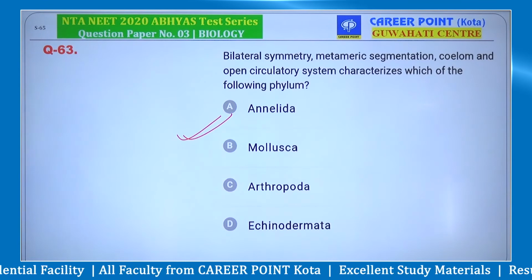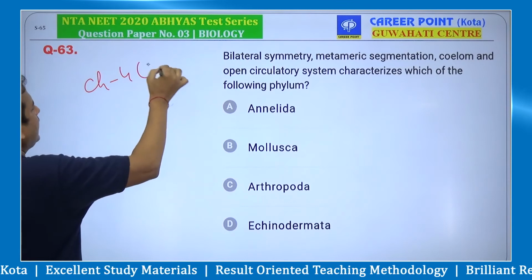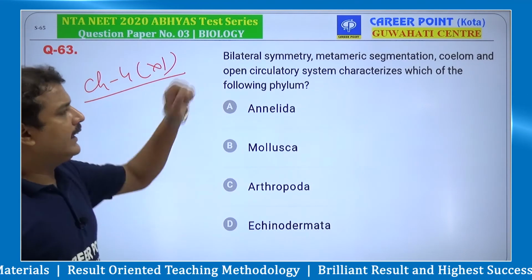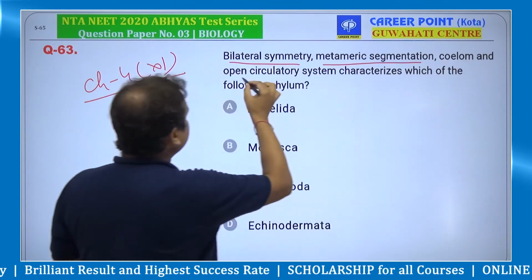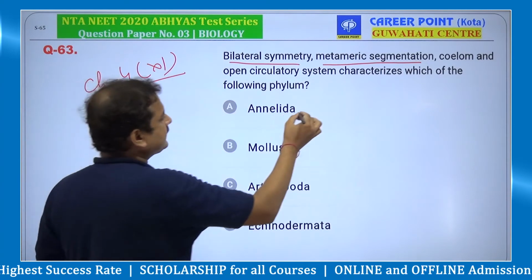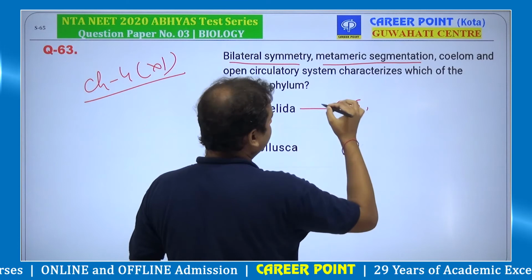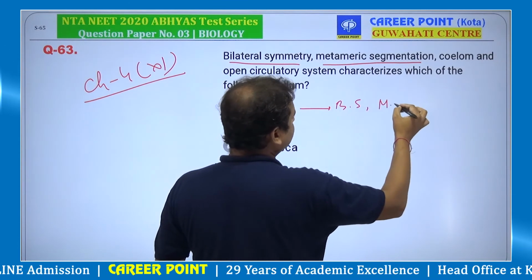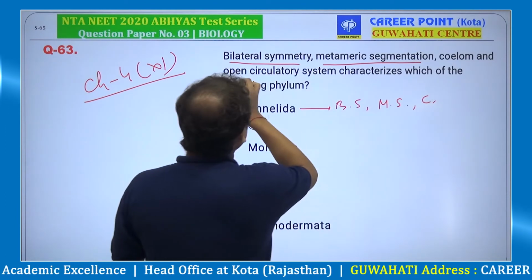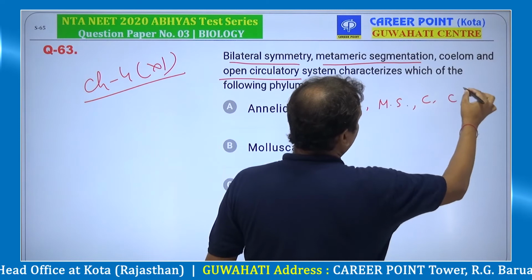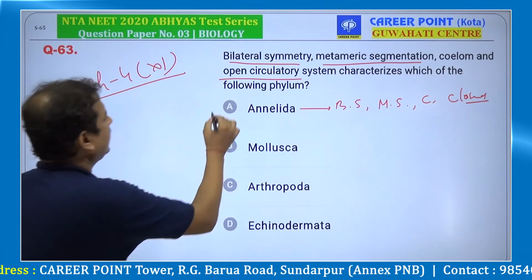Next, bilateral symmetry. This question is from chapter 4, class 11, animal kingdom. Bilateral symmetry, metameric segmentation, coelom and open circulatory system. Now annelids, yes, they have bilateral symmetry. Metameric segmentation, of course. They are coelomate, of course. Open circulatory system, no, they have a closed circulatory system. Clear? So here the answer is wrong.